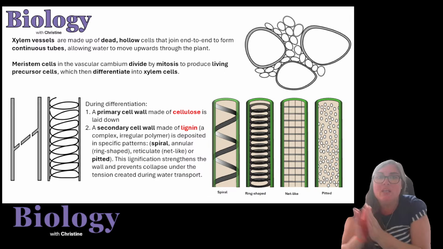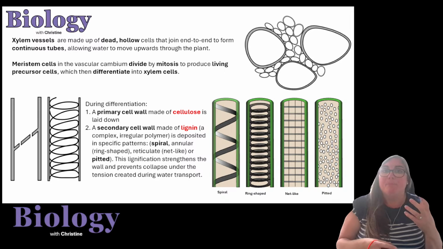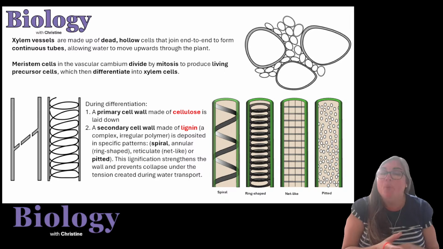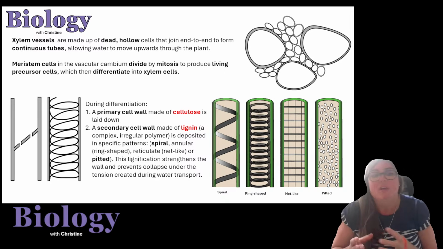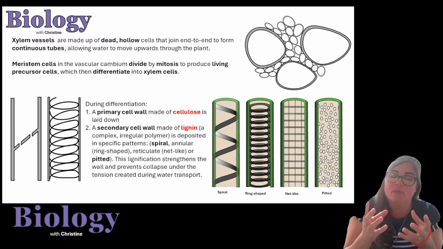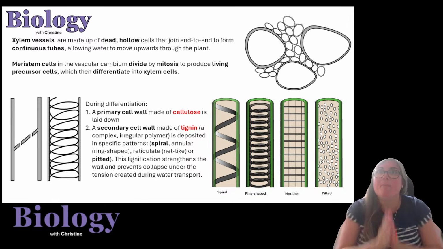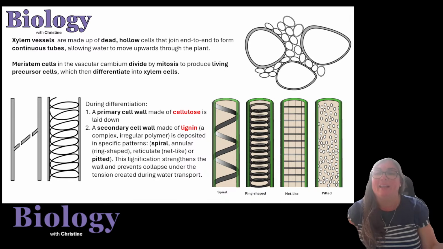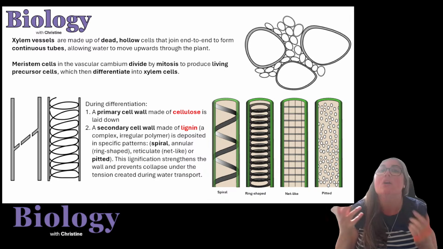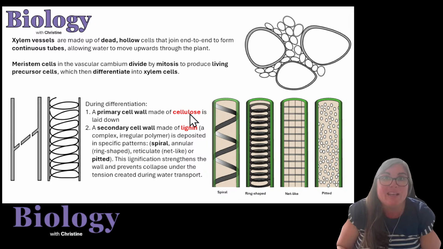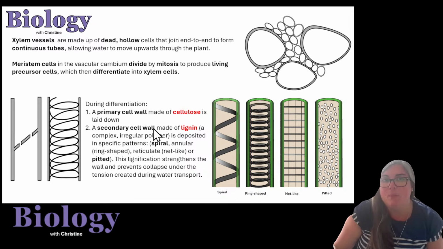So each of the different patterns is important for the role which the xylem needs to take, because remember, the plant wants to grow upright so it can collect as much of the light for photosynthesis. So it needs structural support, and that's where the lignin is important.